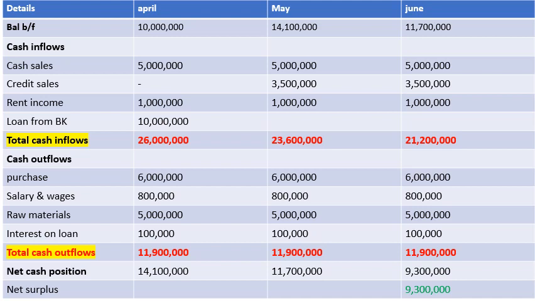Then below, our cash outflows. We said purchases worth 6 million. When you purchase something, monthly purchases 6 million, 6 million, 6 million. So you're spending money, so money is going out, it's an outflow. Then salary and wages, this is obvious. We are paying our workers 800,000, 800,000, 800,000.